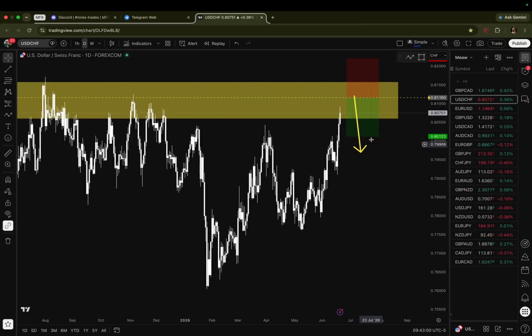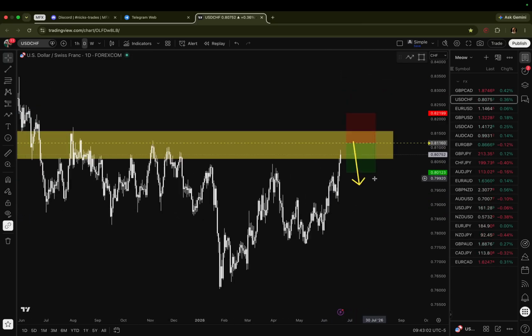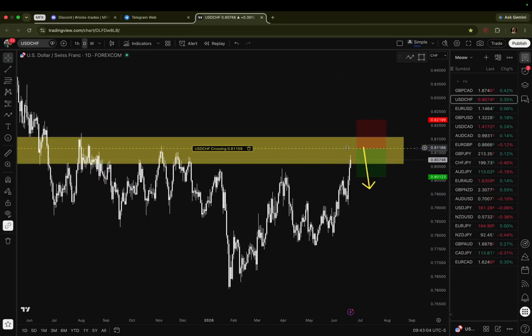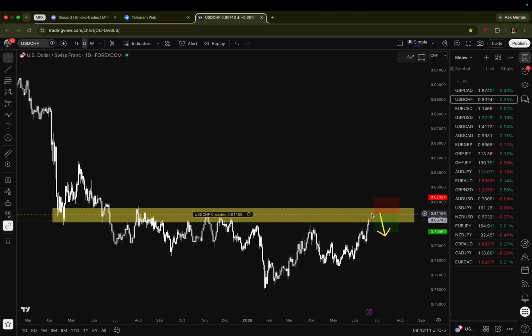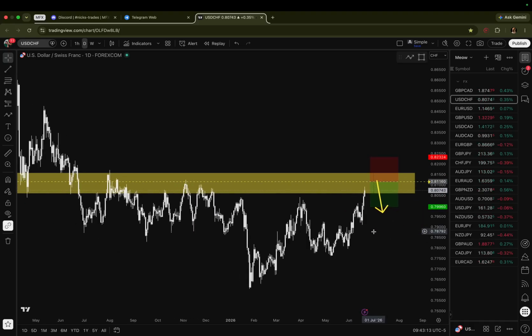USD CHF, we could be setting up really soon on this. I would love to get into a sell position on USD CHF. I think this is a great trade with a great risk structure. I might put my stop just a little bit further. And then I'll go ahead and post this in Telegram for you guys right now as well.